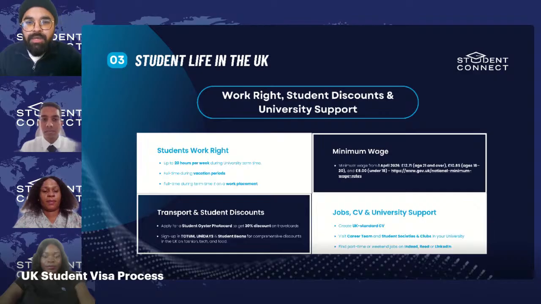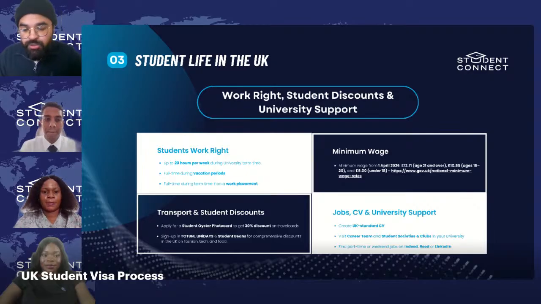After that, the minimum wage. From this April 2026, the minimum wage for anyone aged 21 or over is £12.71, and for anyone below age 18, the minimum wage is £10.85. Doesn't matter if you're doing part-time work or what, but this is the minimum wage your employer has to pay you according to your age.